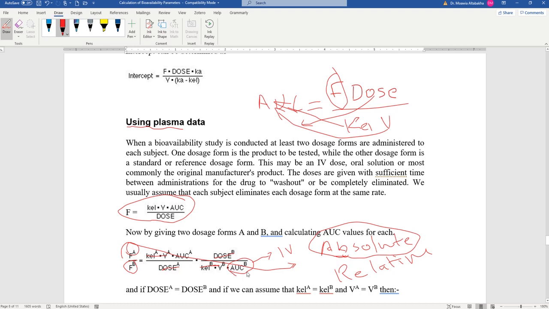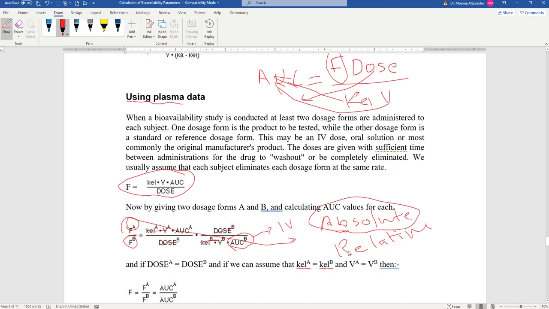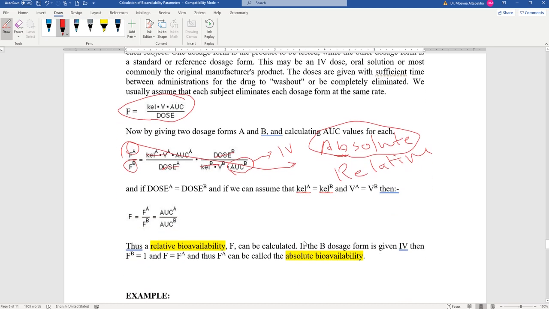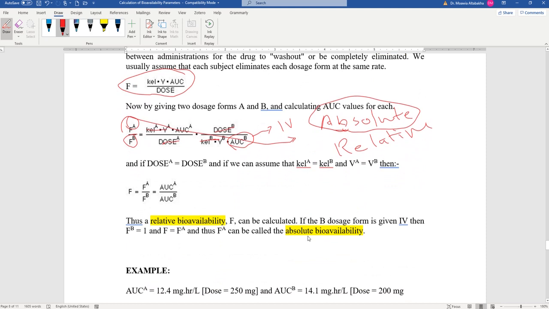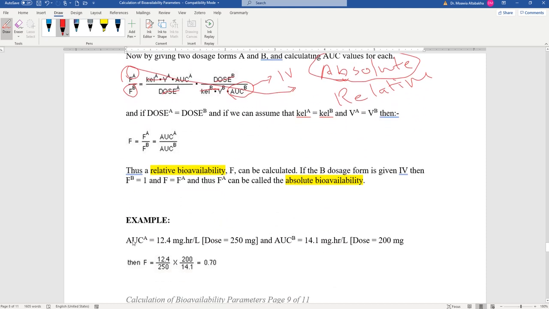When my AUC is coming from an IV injection, then this ratio we call absolute. When AUCB comes from any extravascular administration, then we call it F relative. Okay? Let's solve the following example.